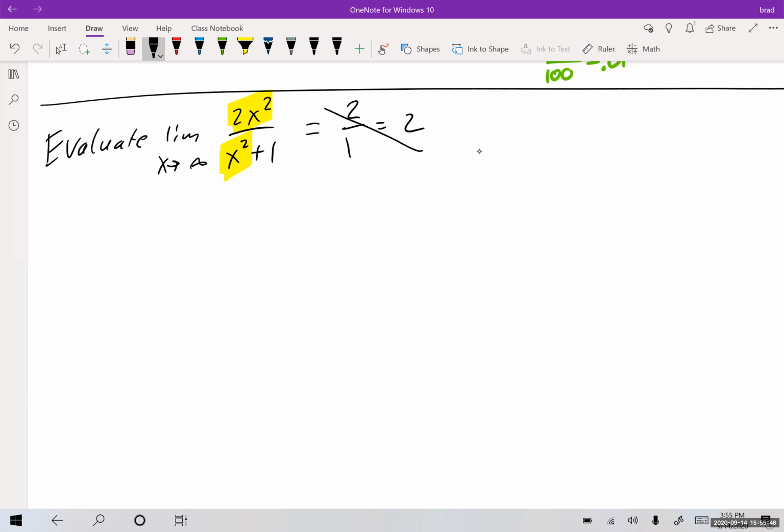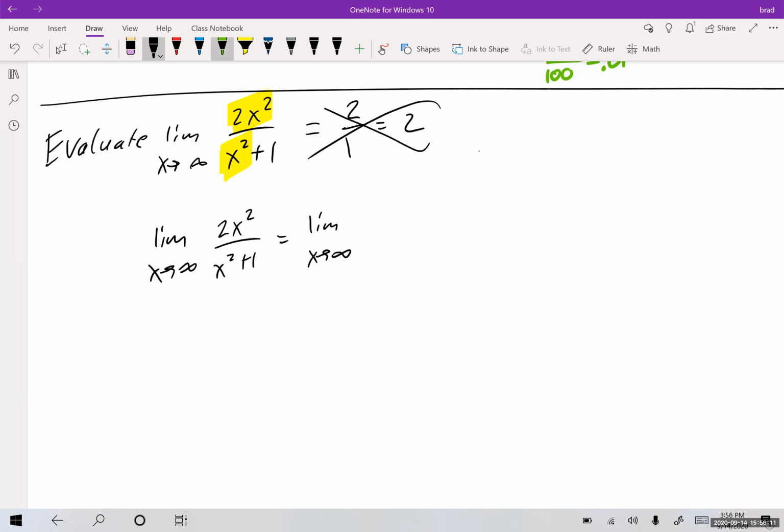So for us, I'm not going to let you do that for a while, until towards the end of the semester. I'm going to require you to show that you know how to do this. So what we're going to do is factor. We're going to take the limit as x approaches infinity of 2x squared over x squared plus 1, and I'm going to factor out an x squared.